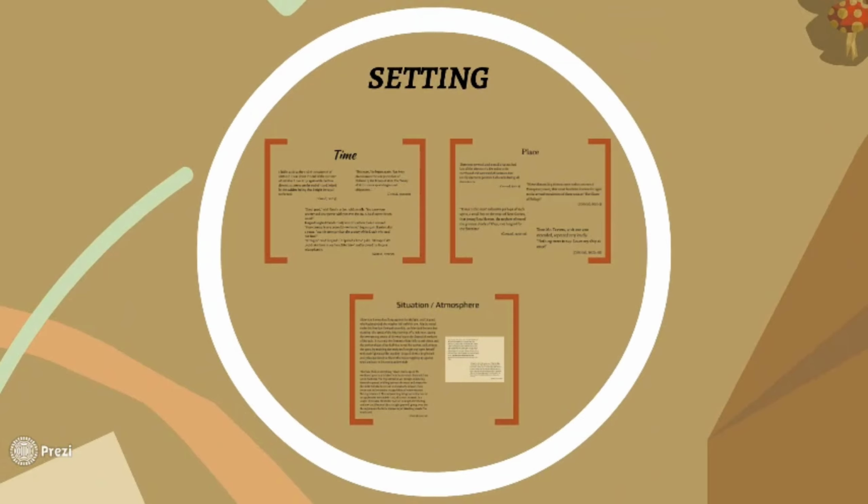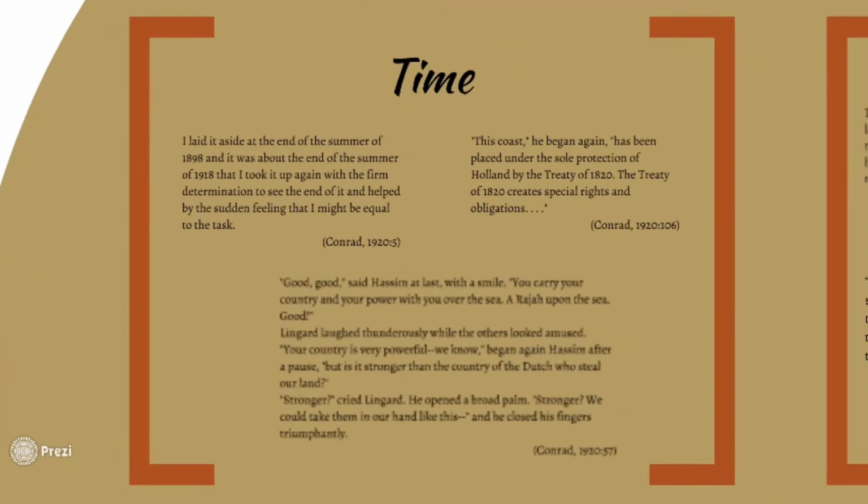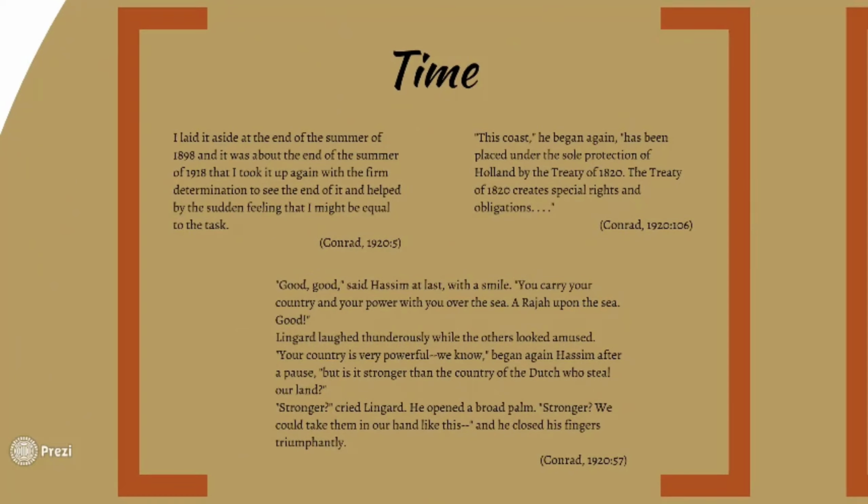Setting. Setting includes the time, location, and everything in which a story takes place, and indicates the main backdrop and mood for a story. The first, setting of time. Setting of time in the Rescue novel is during the First World War, and it's when the Dutch colonial period in Indonesia, especially in the Malay archipelago. That period was around 1918.